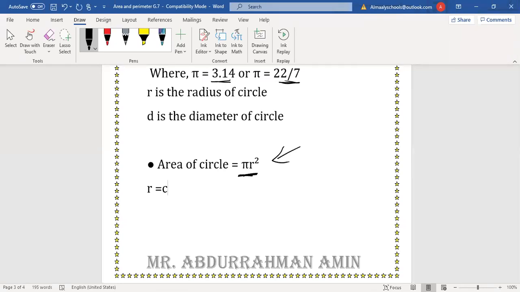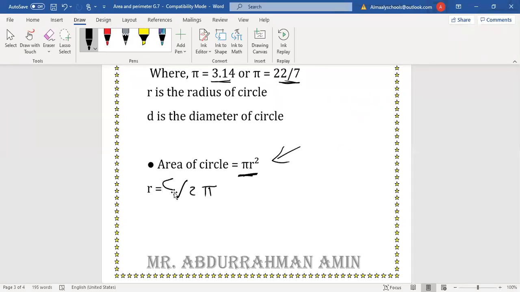C divided by what? C divided by 2 multiplied by pi. C divided by 2 pi. That's right. It will be C divided by 2 pi. My sons, you can write this rule: R equals C divided by 2 pi. So we can solve it in 2 steps.